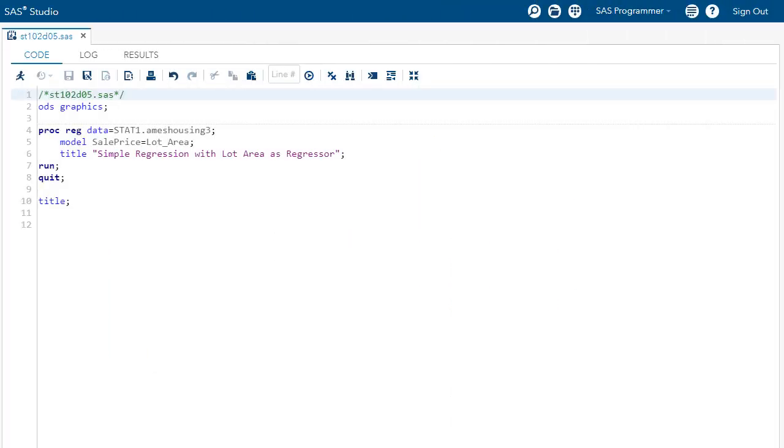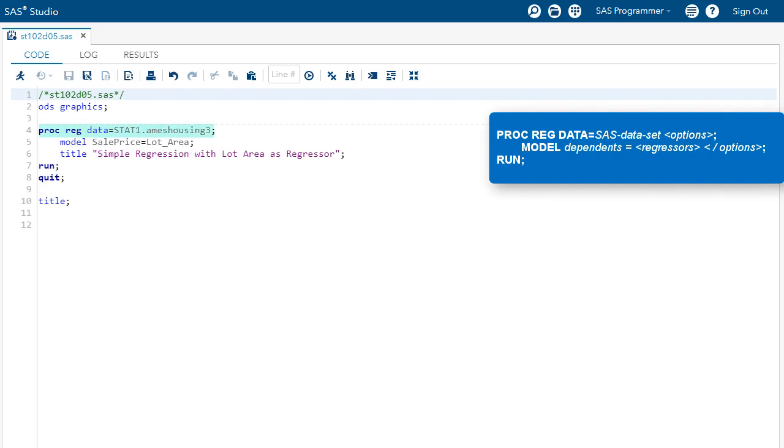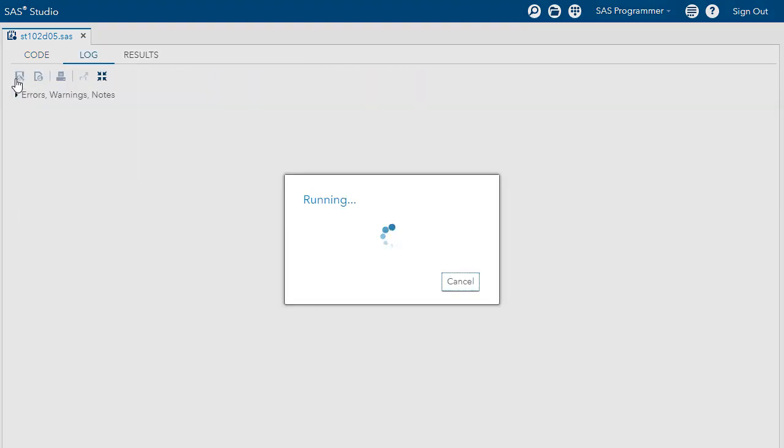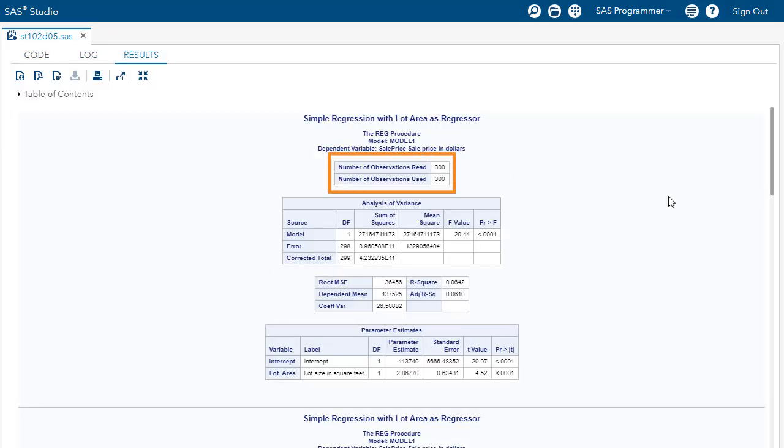Here's the program. The PROC REG statement specifies the dataset Ames Housing 3. And the model statement specifies the model that we're analyzing, sale price equal to lot area. I'll run the program and review the results. The first table shows that the number of observations that were read and the number of observations that were used are the same. This indicates that there are no missing values for sale price and lot area.